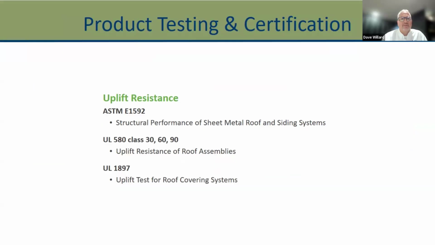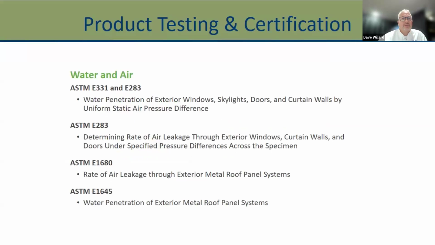Different uplift testing gets involved. ASTM E1592 is a big one for metal roofing, and then of course the different UL testing that they have. Again, there's a lot of uplift testing for metal roofs going on, and we do have an AIA that speaks to those tests and that uplift performance, how they work and how they test. It's actually a fun presentation.